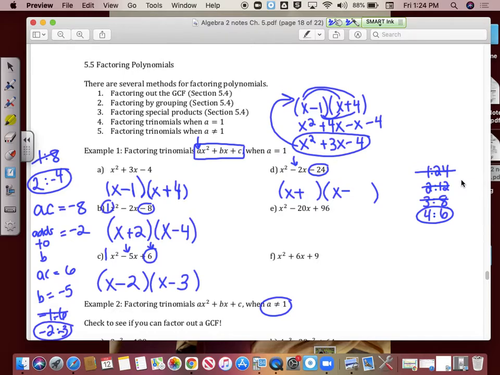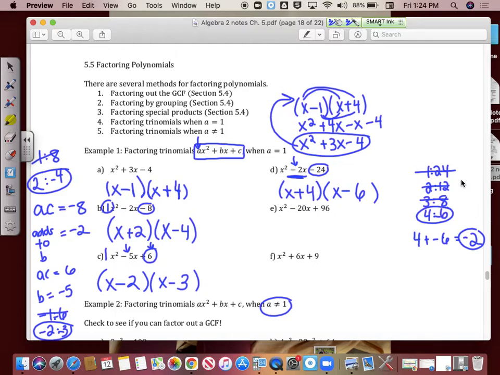Now, I need these two numbers to become a negative 2. So in order for them to become a negative 2, the bigger number has to be negative, which means the 6 needs to be negative and the 4 needs to be positive. Because if we had the opposite, then it wouldn't become a negative 2. Since 4 plus negative 6 equals negative 2, that's what we're looking for, because that's what's here. Then you have to make sure that you're using a positive 4 and a negative 6. If you mixed it up, then your middle term will not be what it should be.